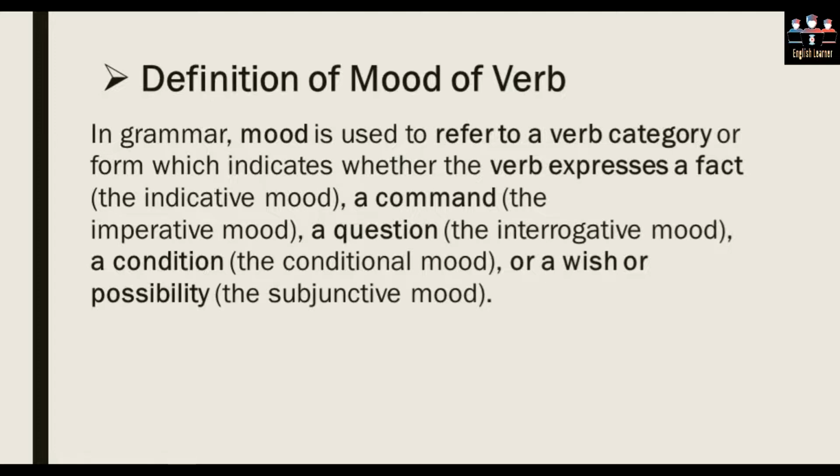Definition of mood of verb. Now, the second function which auxiliaries perform is as a mood of a verb. In grammar, mood is used to refer to a verb category or form which indicates whether the verb expresses a fact, which is called indicative mood, a command, which is called imperative mood, a question, which is called interrogative mood, a condition, which is called conditional mood, or a wish or possibility to do something or for something to happen, which is called subjunctive mood.